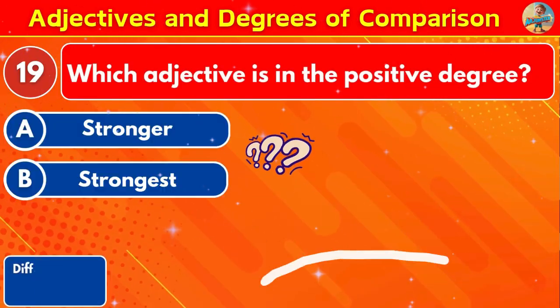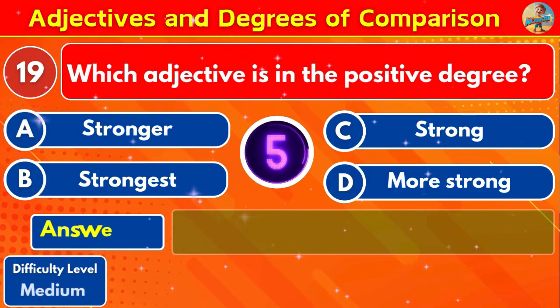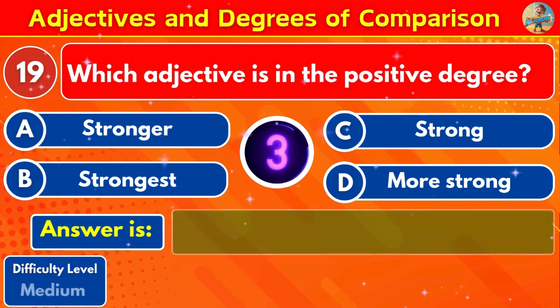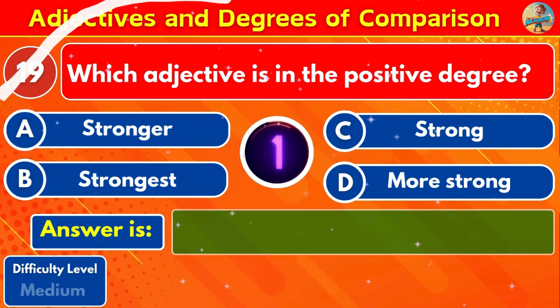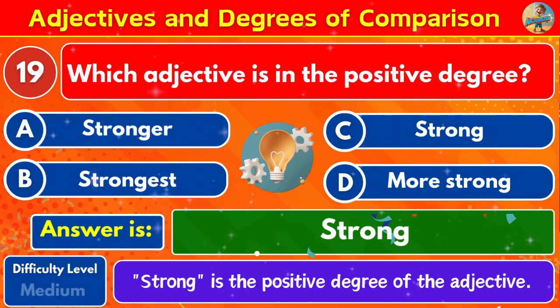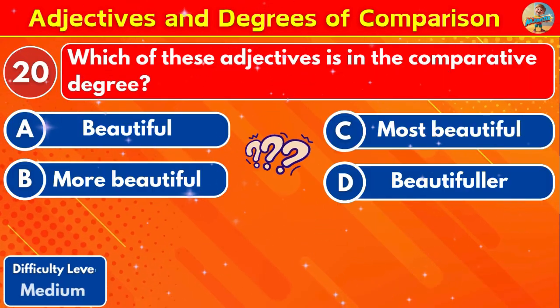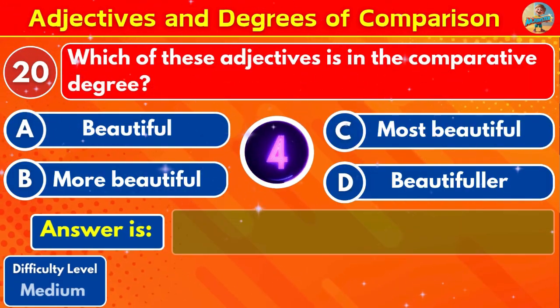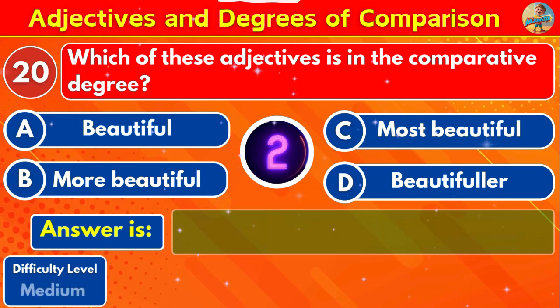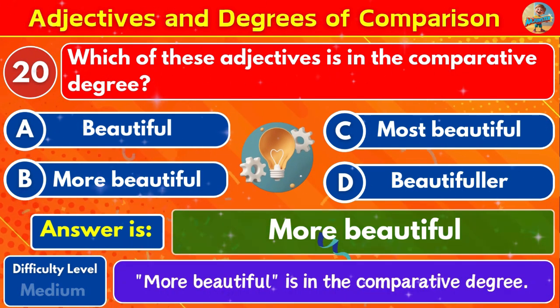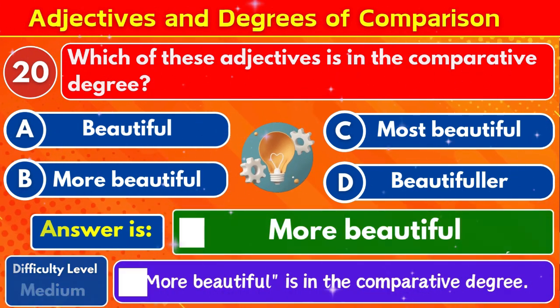Question 19 is, which adjective is in the positive degree? Answer 19 is strong. Question 20 is, which of these adjectives is in the comparative degree? Answer 20 is more beautiful.